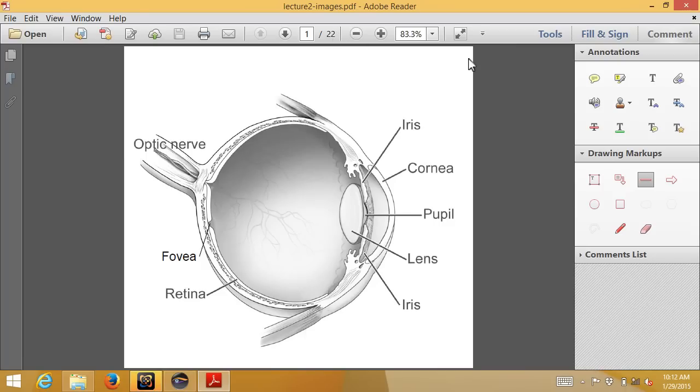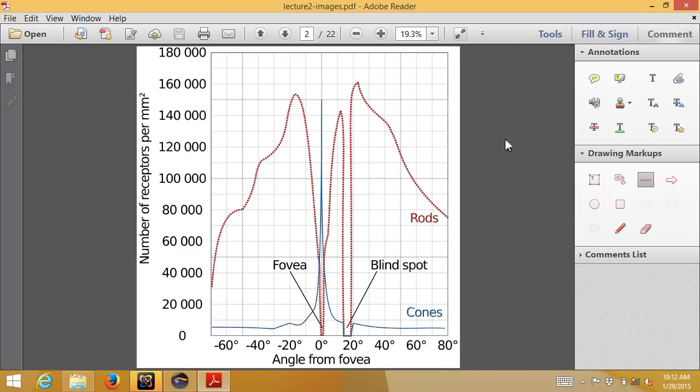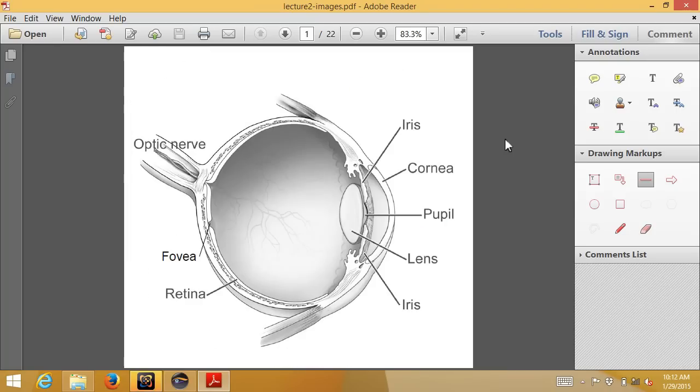If we look on the next page, this is a graph of the concentration of rods and cones at different angles with respect to the optical axis. As light comes directly into your eye, that's 0 degrees. You can see from this picture that it basically comes straight back and hits the fovea, which I would like to draw, but I seem to be having a bad Adobe day.